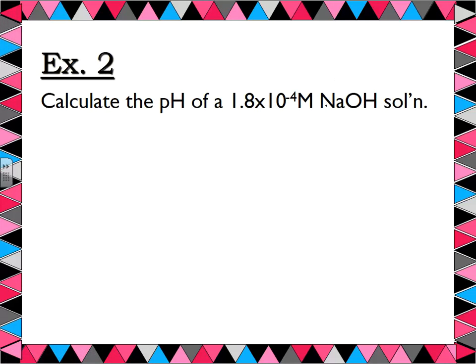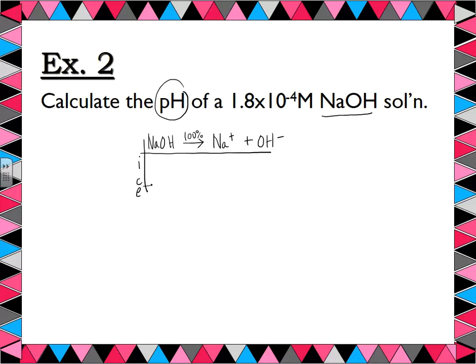All right, let's look at example 2. Now here we have sodium hydroxide, and it wants us to find the pH of a 1.8 times 10 to the negative 4 molar sodium hydroxide solution. So I'm going to write the equation I would expect to see. You do not have to write the 100% here, but just to remind you, it is going to dissociate 100% into the sodium ion and the hydroxide ion. Notice it's a 1-to-1-to-1 ratio. That's important to pay attention to for these problems.